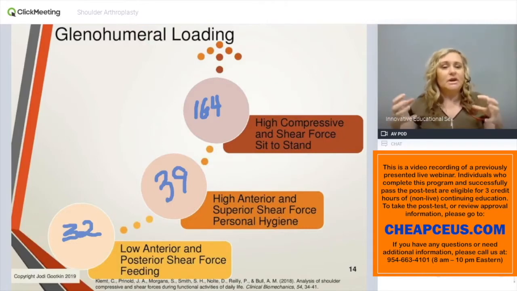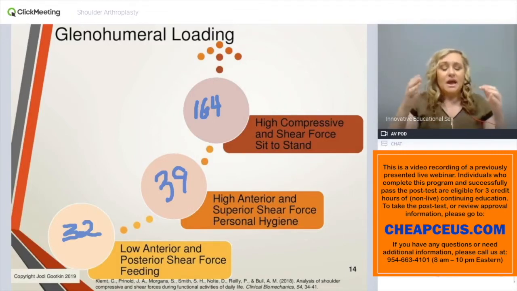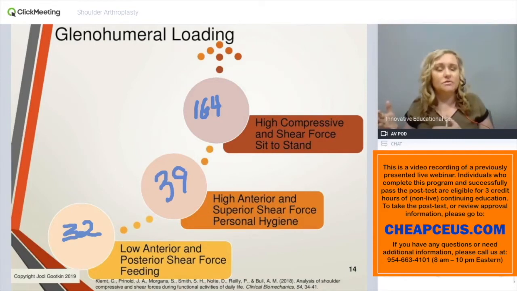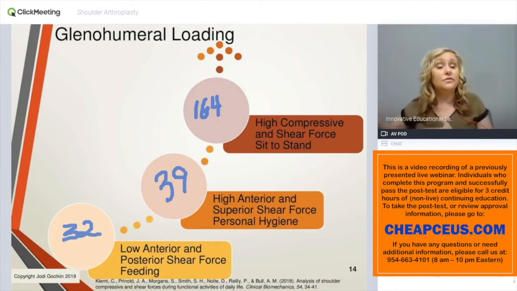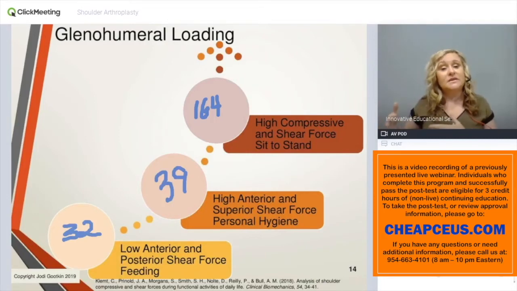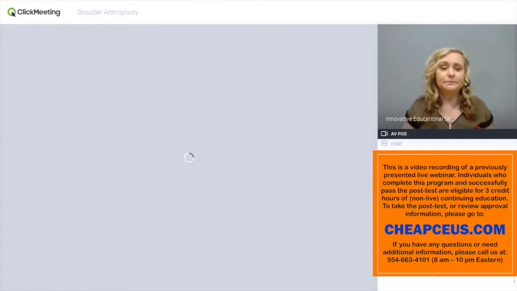So it's not only the body weight, it's the forces the muscles have to exert in order to stabilize that joint during the activity. And this is very important to understand when we're rehabbing our patients with arthroplasty and they have limitations is when they can perform different functional tasks based on the healing that has occurred. It's really based in part on this idea that there is a lot of compressive and shear force, and we don't want to disrupt that healing.